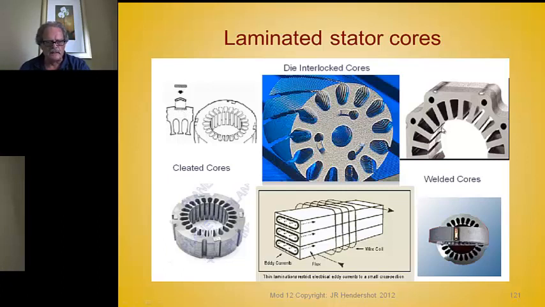This example shows the effect of eddy currents and why they're laminated, but here's a strap over the OD that clamps it. It's like a big clamp over the OD in several places. That's not used much anymore.